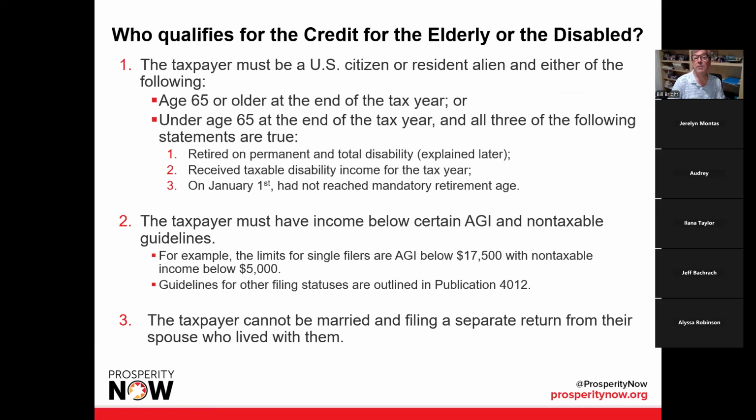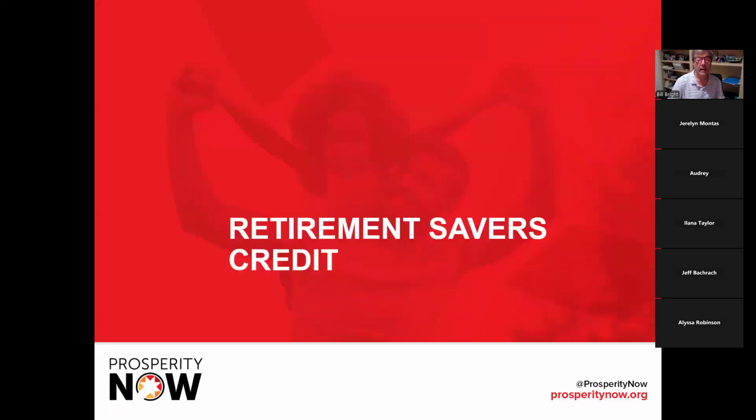Again, the taxpayer must be a U.S. citizen, age 65 or older, or under 65, and all of the three must be true: retired on permanent and total disability, receive taxable disability income, and on the 1st of 2024 had not reached the mandatory retirement age. The taxpayer must have income below certain AGI levels. And if they're filing married separate, they can't get this credit.